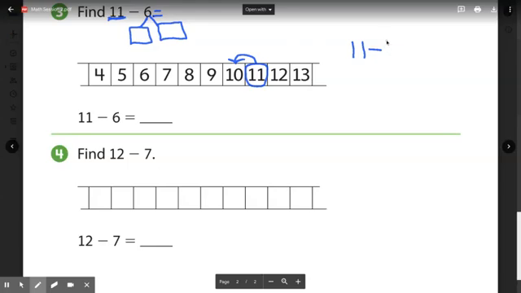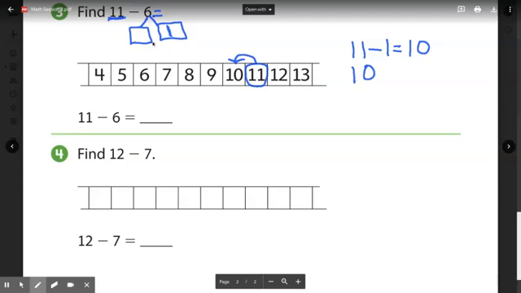You're right. We only had to move 1. 11 minus 1 is 10. So let's put that 1 in there. We only moved 1 place. We only subtracted 1. 11 minus 1 is 10. We need to write it down. Then we're starting at 10 again.